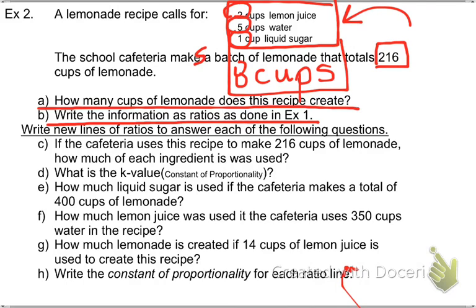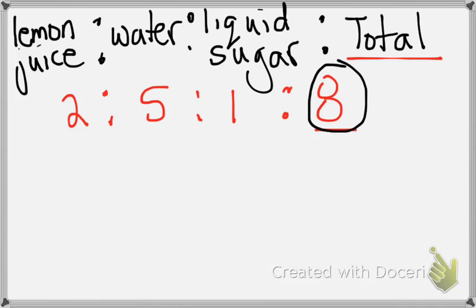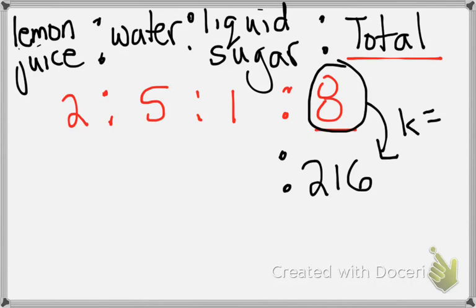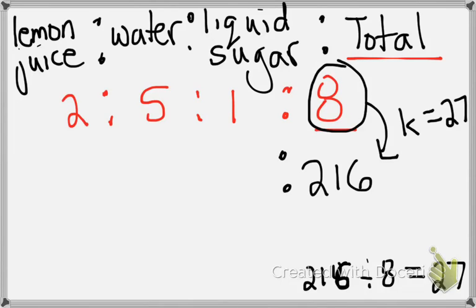Now, C asks us, if the cafeteria uses this recipe to make 216 cups of lemonade, how much of each ingredient was used? So your total is going to be 216. So our total goes from 8 to 216. So what are we multiplying 8 by to get 216? Well, if you don't know in your head, you can do 216 divided by 8. And that will tell you need a K of 27. So our K is 27. So that means we multiply each of these numbers by 27.